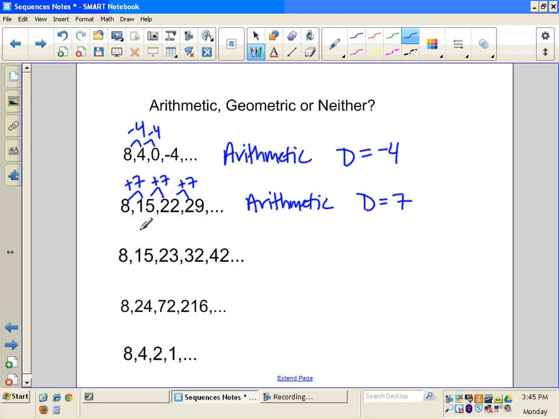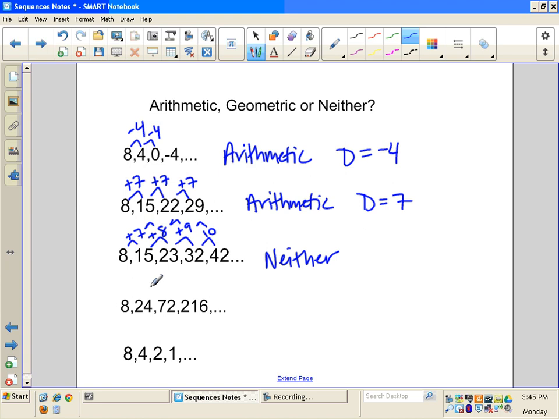Here, I don't see a regular pattern. If you do the first one, it looks like it's adding 7, but this one looks like it's adding 8, and the next one's adding 9, and then 10. And then if you look at all of those differences, it's 1 between each of those. Remember we said that when you find the differences at the second level, it's probably a quadratic, but since it just says arithmetic, geometric, or neither, we'll just say neither.